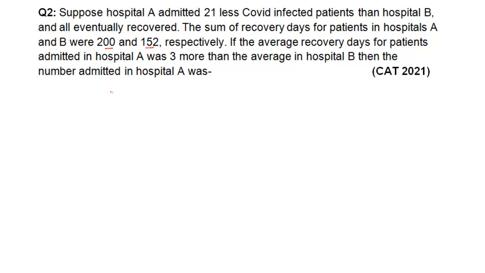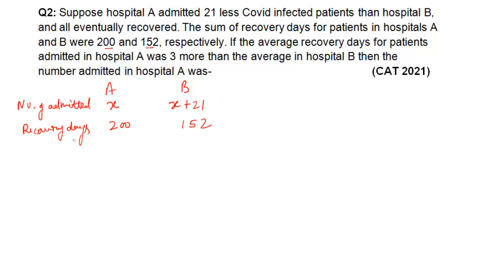So what we have been given here, there are 2 hospitals A and B, and if we talk about the number of admitted patients, then if hospital A has say X, then B has 21 more. A admitted 21 fewer, so we can say B has X plus 21, right? Now the sum of recovery days. So here I am writing recovery days. It is given that for A this is 200 and for B this is 152.